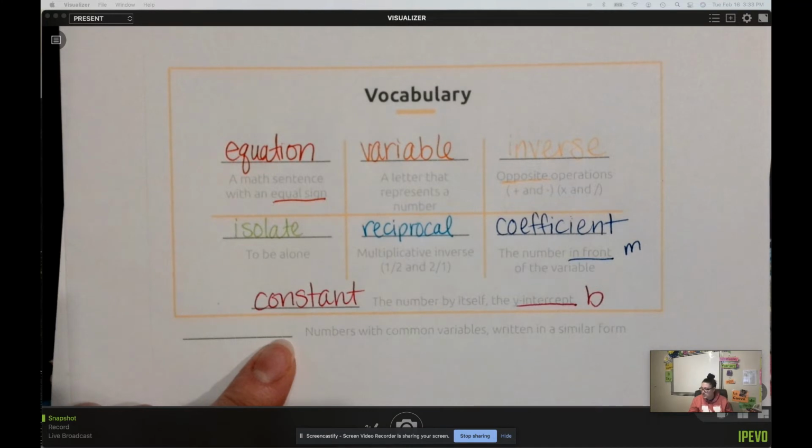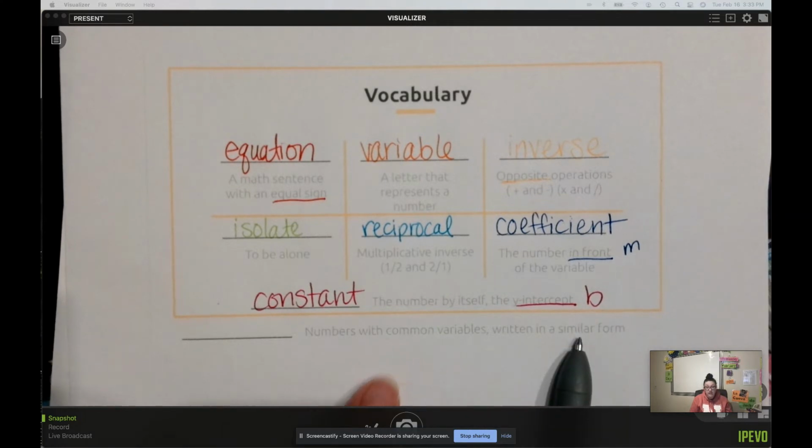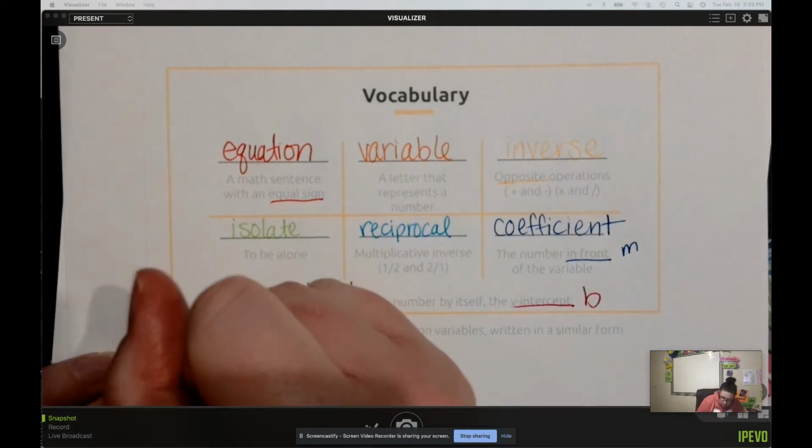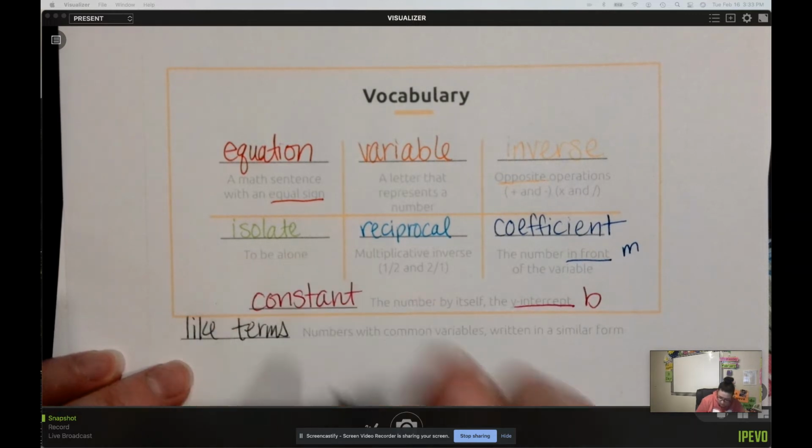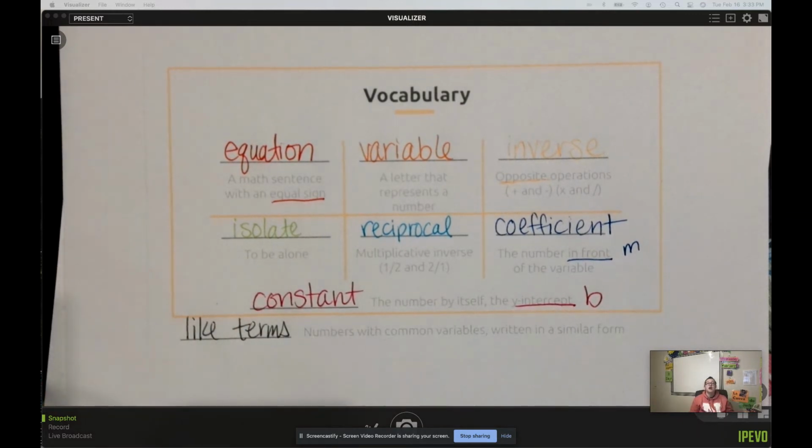And this is one that we've been talking about, but it hasn't been in our vocabulary yet: those numbers with common variables written in a similar form. Those are our like terms. We keep seeing these vocab words over and over again. Hopefully we're a lot more comfortable with them. Go ahead, pause the video, finish filling it out, and then join me on the next page.